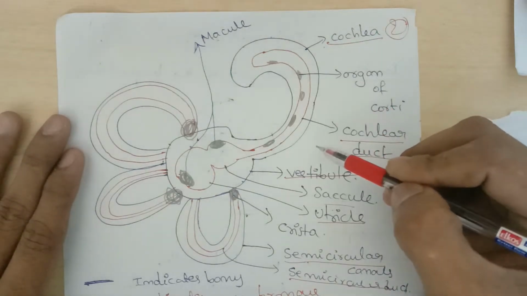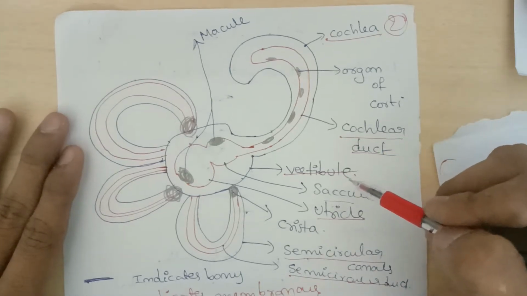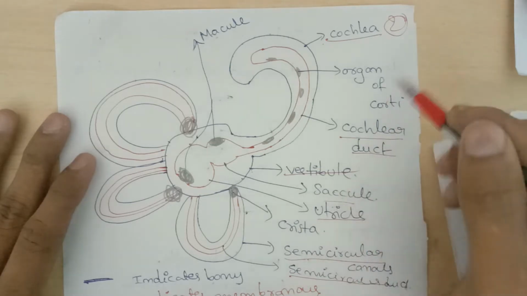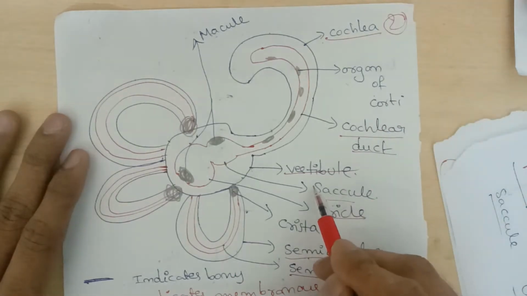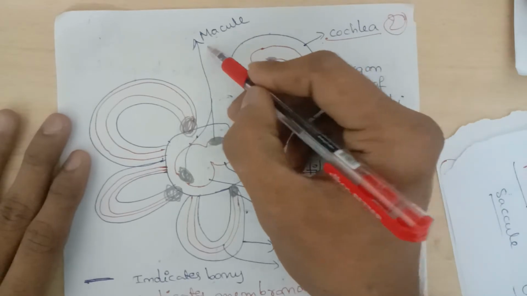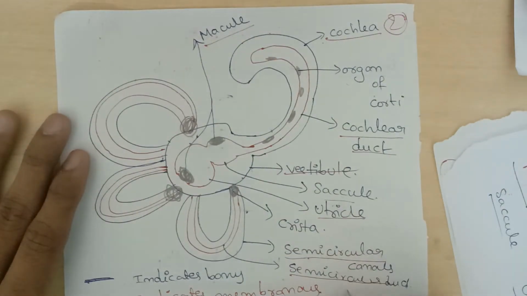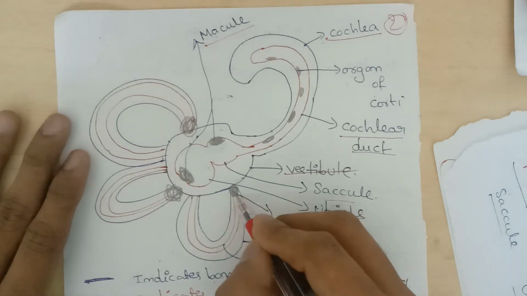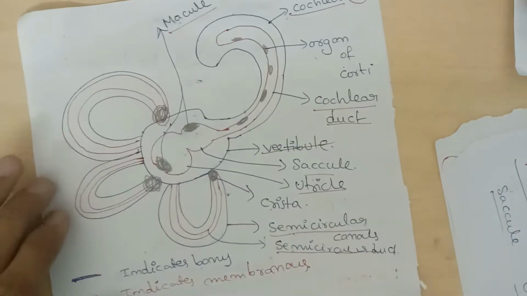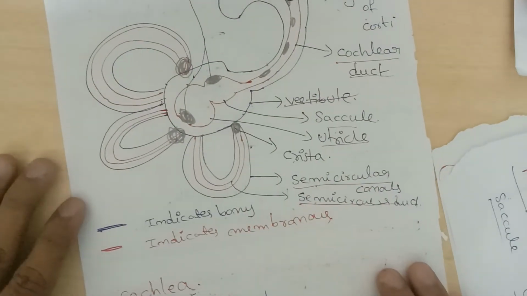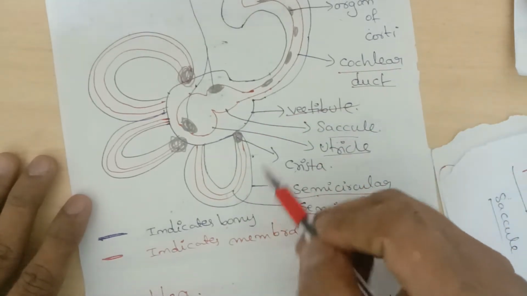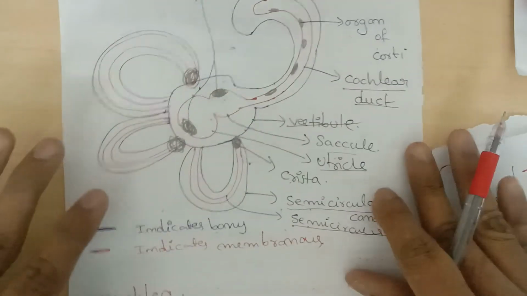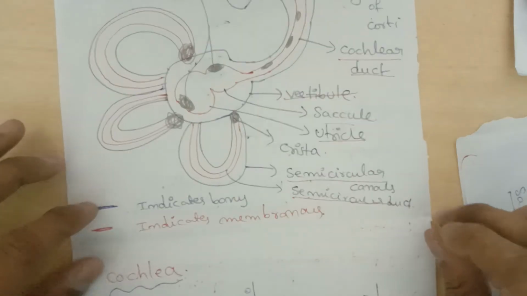Every membranous part has a sensory epithelium. In the cochlear duct there is the organ of Corti. In the saccule and utricle there is a macule, and the semicircular duct has a crista at the start of the circular canals. I drew the membranous labyrinth in red color and the bony labyrinth in blue color. Now, discussing one by one, first I will discuss the cochlea.